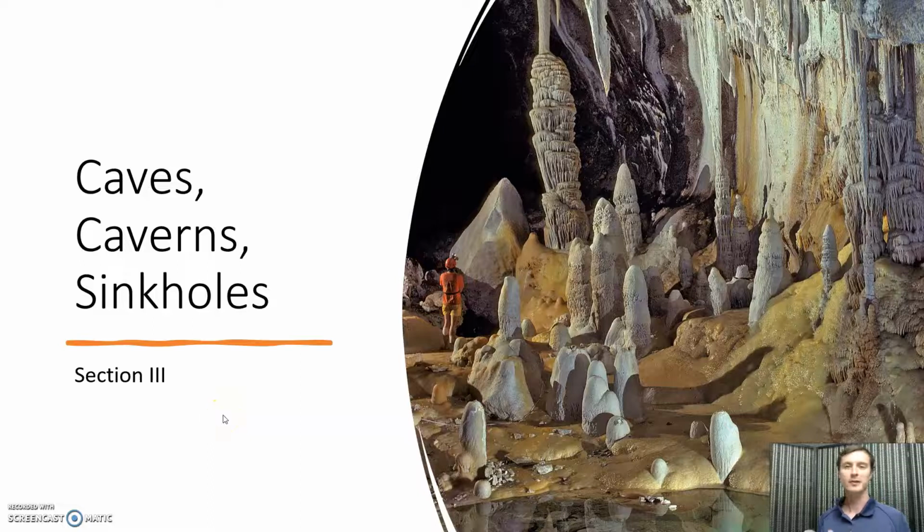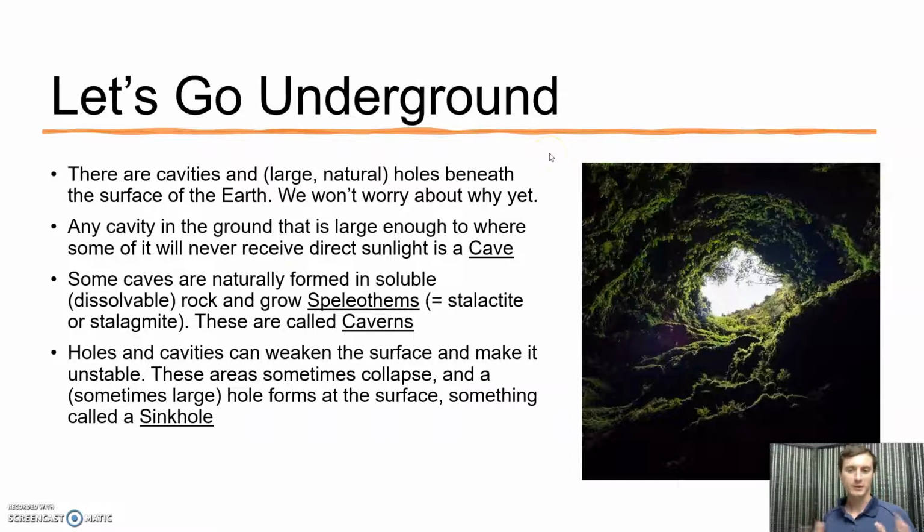Welcome back, everybody. For this section, we talk about caves, caverns, and sinkholes. So first, what is the difference between these three? Well, Earth, for reasons we'll talk about in a bit, has these large cavities, holes underground. And if one of these cavities is big enough to where a part of it is never going to get sunlight, then that is called a cave.